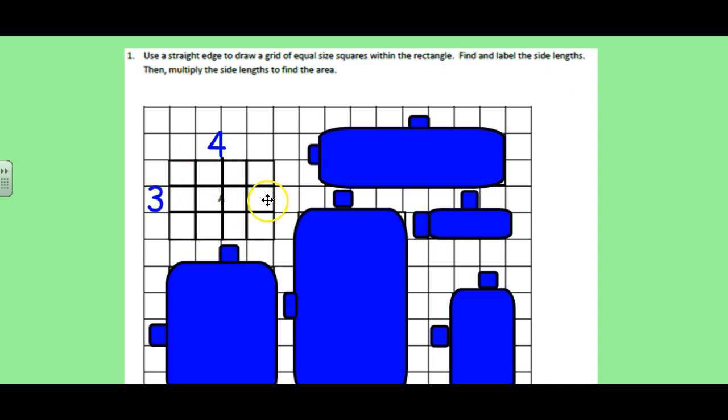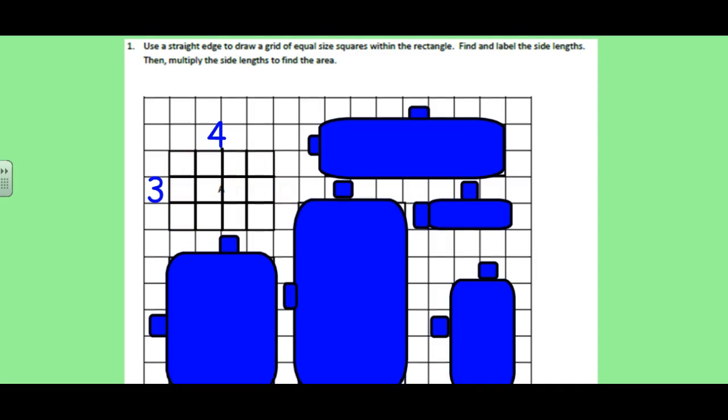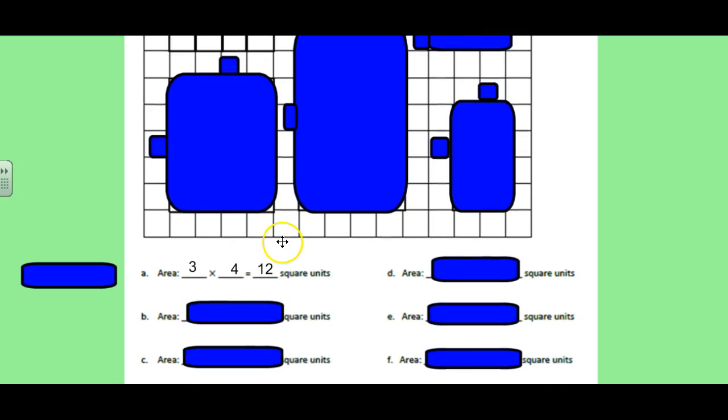Okay, so your rectangle would look like this, and now we're going to go down here to the bottom, and fill in the multiplication equation that we use to help us find the total area. Since one side length was 3 and the other side length was 4, that's where we get 3 times 4. And we know that 3 times 4 is equal to 12.